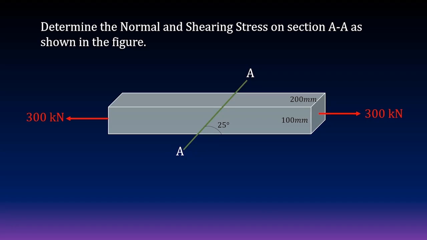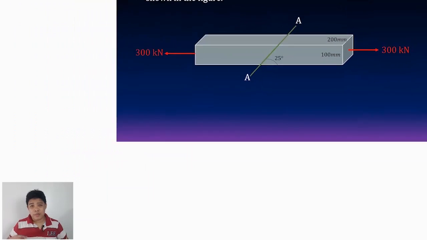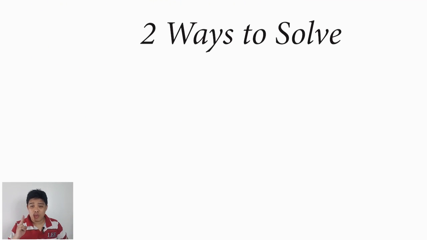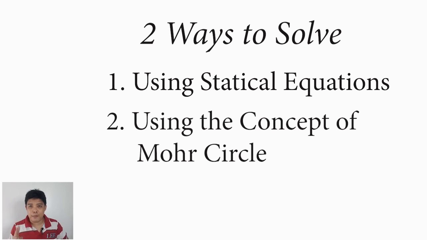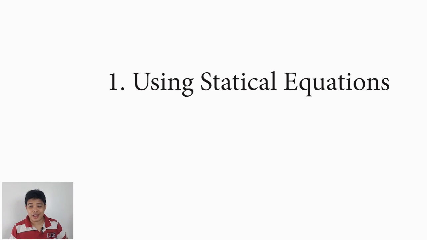Determine the normal and shearing stress on section A-A as shown in the figure. So how are you going to solve it? Basically there are two ways to solve it. Number one is by using a simple static equilibrium, and number two, by employing the concept of Mohr circle in transformation of plane stress. To be fair, I'm going to show you both of the solutions that you can use in this problem. Okay, so let's start with the easier one, which is using the basic static equation.